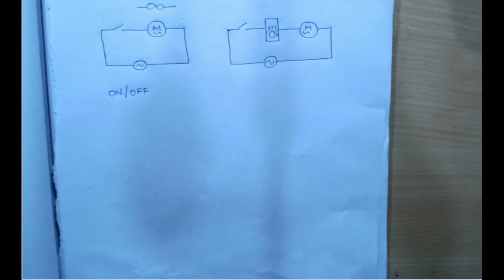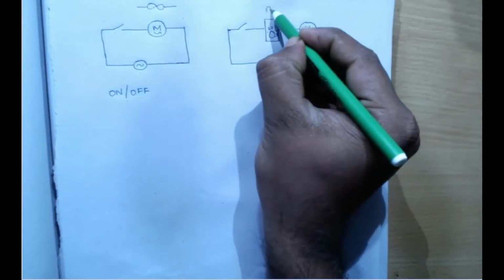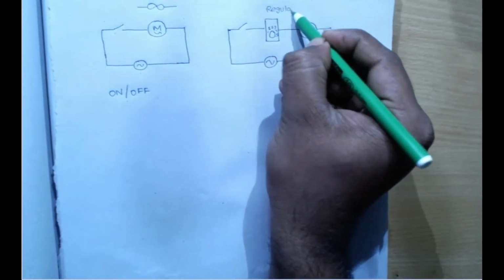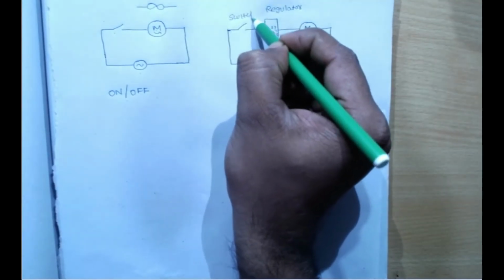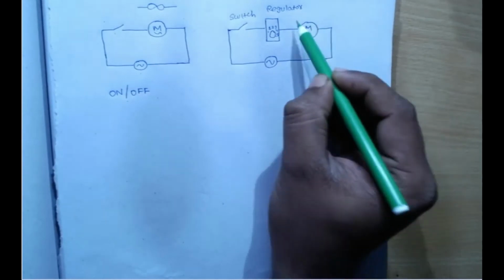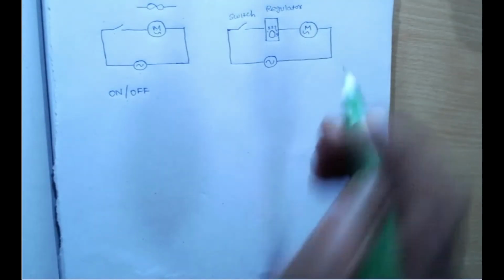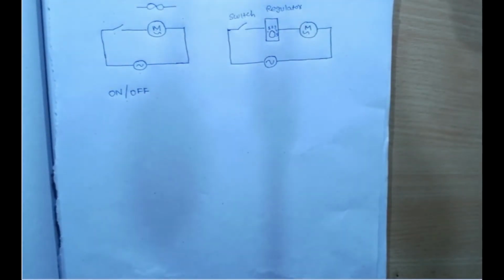To do that, we generally use another component in our circuit. You can see it at your home on your board, that is the regulator. A switch can only switch the fan on or off, whereas a regulator increases or decreases the fan speed. It means the regulator is a controller. It controls the speed of the fan, but the switch only helps in switching.